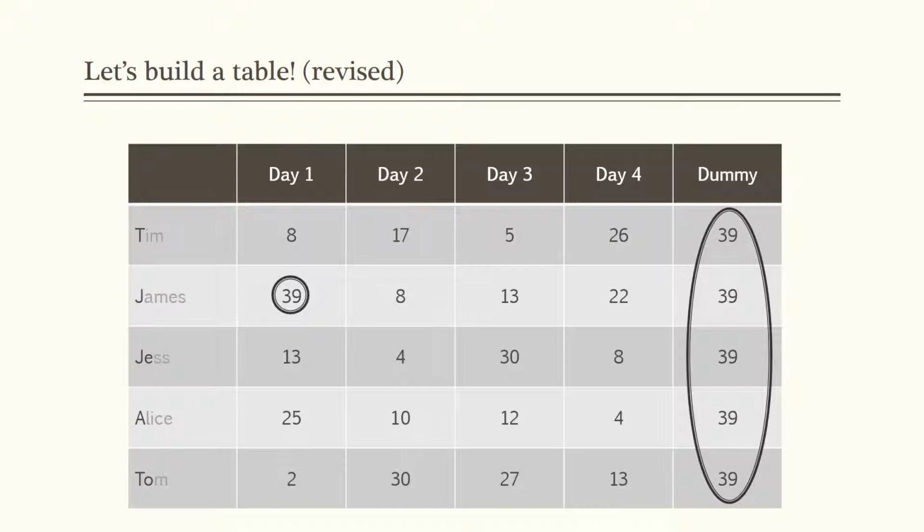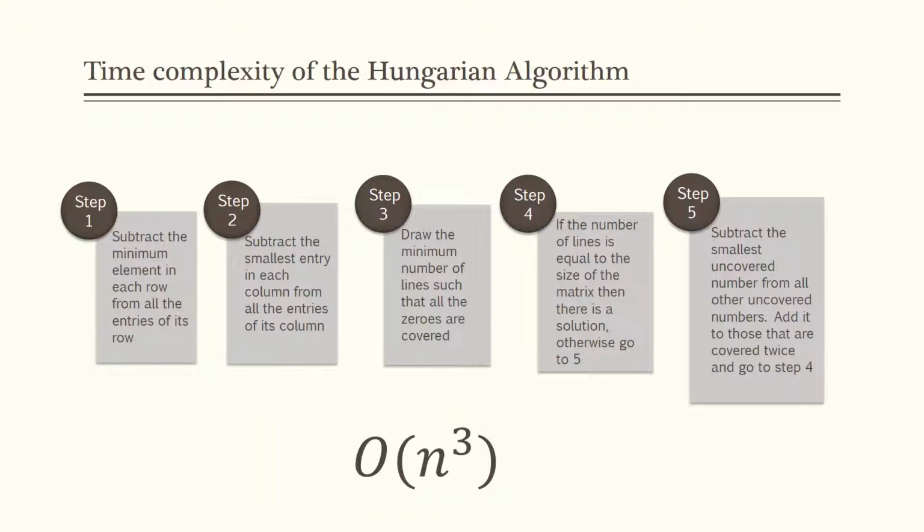Now let's look at the pseudocode again to find the time complexity. It can be said that it runs in omega of n cubed because it takes n times to go through the rows and columns minimizing them, then n times to find the minimum number of lines to cover the zeros, and then another n times to do the rest of the checking and the procedures to find the solution.